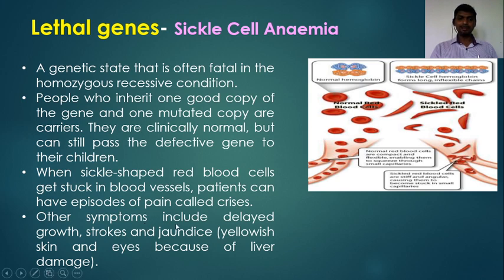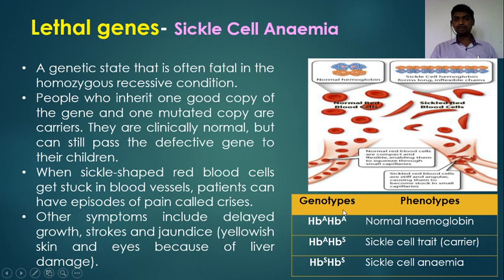Other symptoms include delayed growth, strokes and jaundice. Jaundice means yellowish skin and eyes because of liver damage. So these are the symptoms of the disease sickle cell anemia that occurs in homozygous individuals.